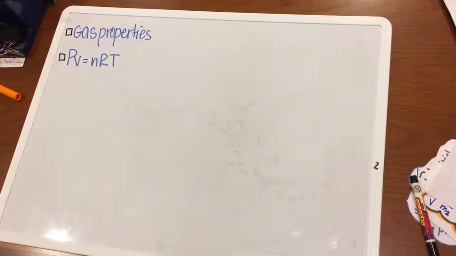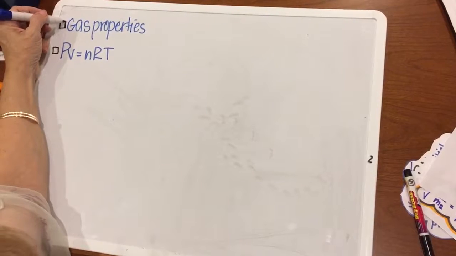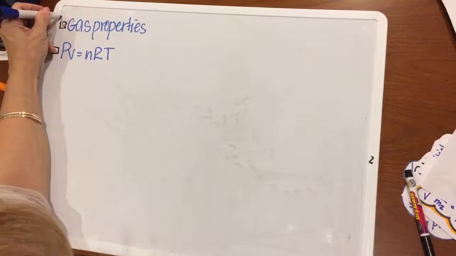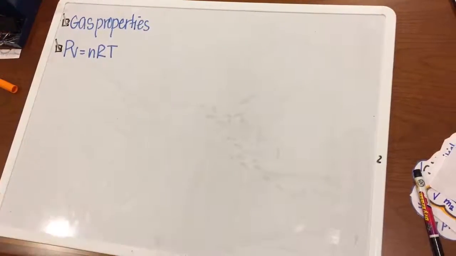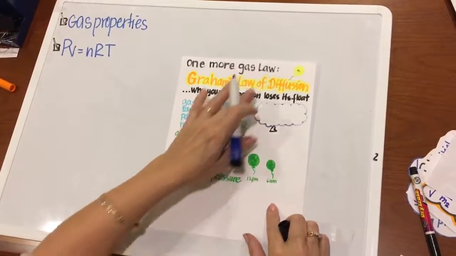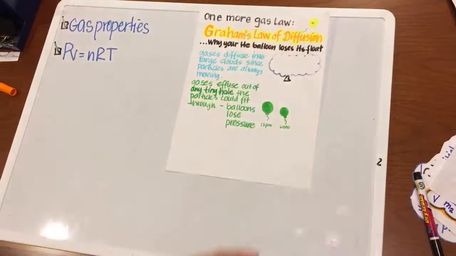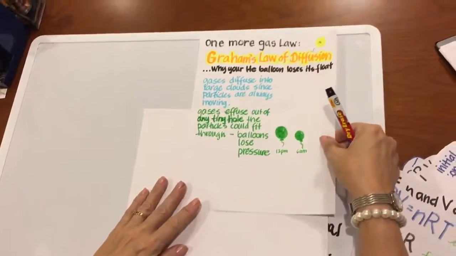Welcome to video number 3 in our series on gas laws. Remember, we've already seen video 1 and done practice on gas properties, and video 2, which is practice using the ideal gas law, PV equals nRT. Today we're going to look at one more gas law. It is Graham's law of diffusion.